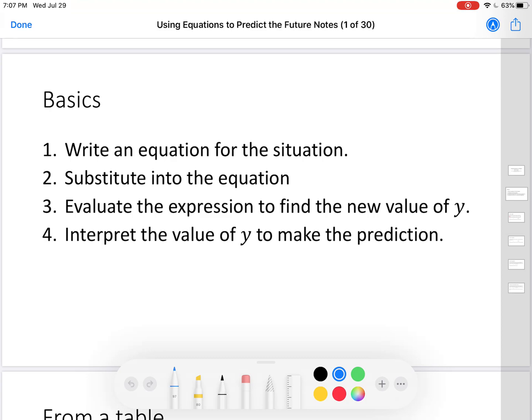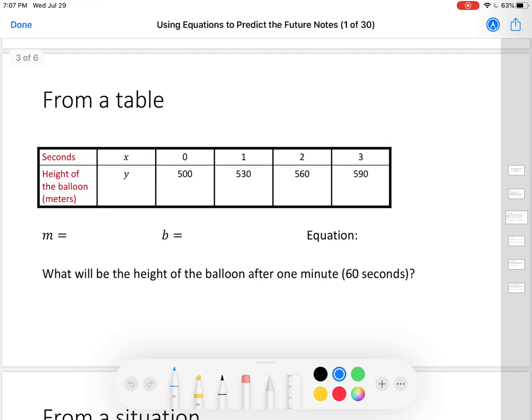1, write an equation for the situation. 2, substitute into the equation. 3, evaluate the expression to find a new value of y. And 4, interpret the value of y to make the prediction. Following those 4 steps, I'm going to show you how to do it with a table, a situation, and an equation. Okay, first, table.